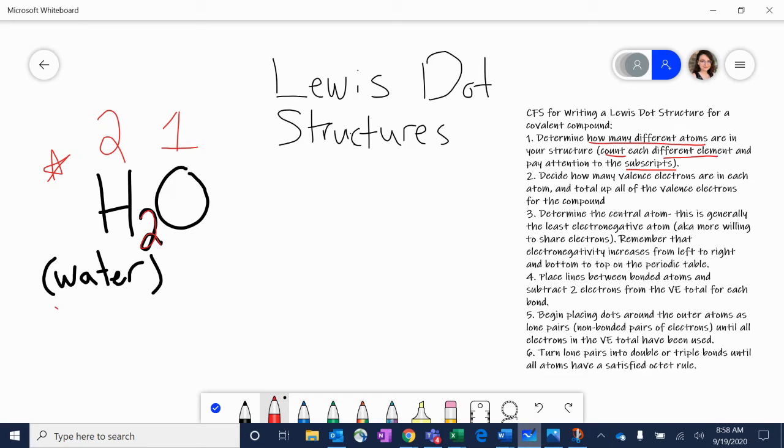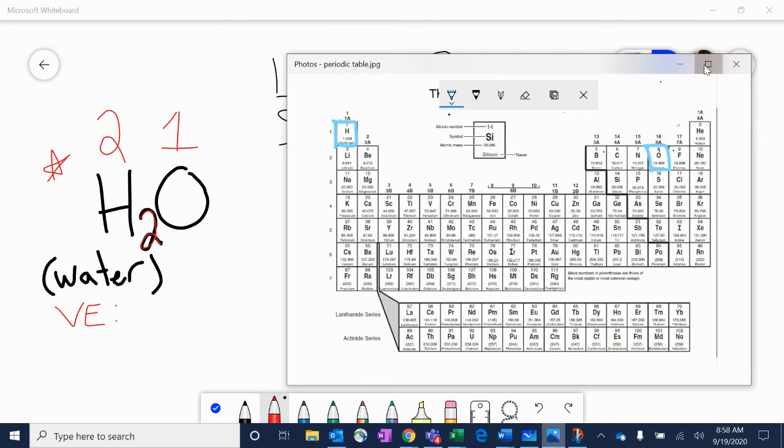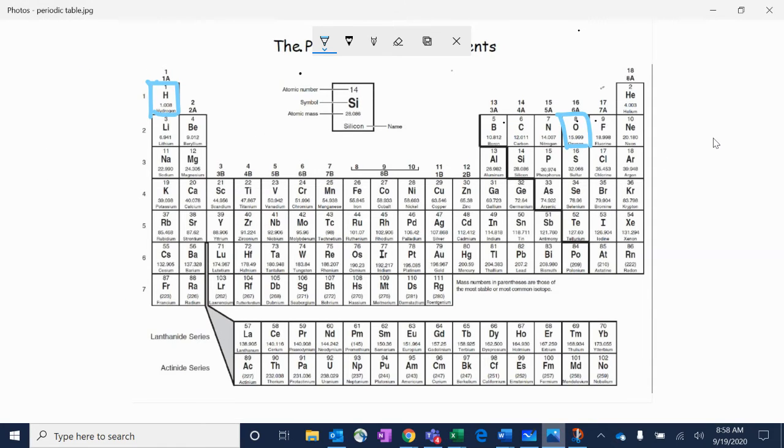Next, I need to total up how many valence electrons I have between all of my atoms. So let's go look at the periodic table. I can see in my periodic table that my hydrogens are in column 1, so they each have 1 valence electron. And my oxygen is in column 16, aka group 6A, so it has 6 valence electrons.